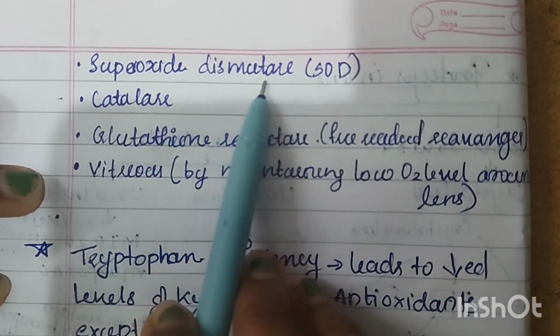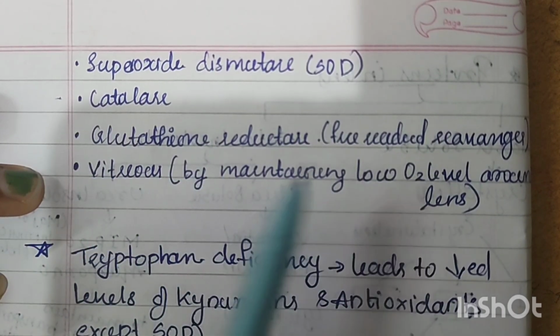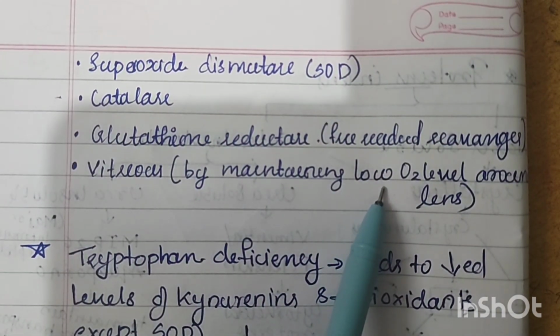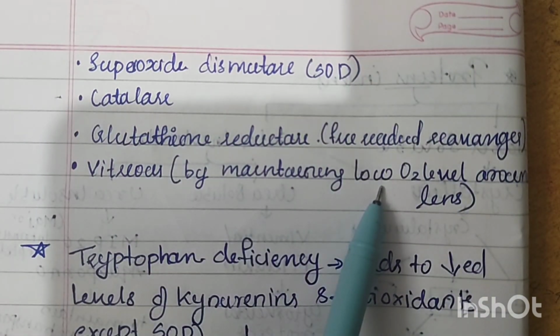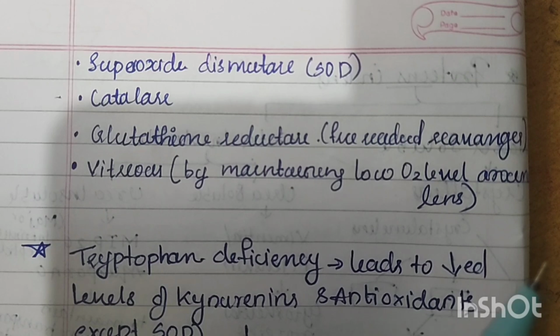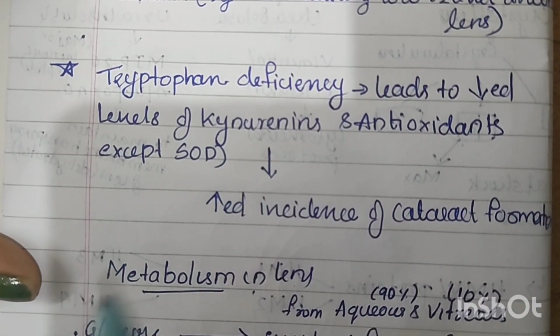Others are superoxide dismutase, SOD, catalase, then glutathione reductase, then the vitreous. We know that in the eye, posteriorly we can see the vitreous, and anteriorly we can see the vitreous and aqueous. Here the vitreous humor helps in maintaining a low oxygen level around the lens, so it is also an antioxidant.